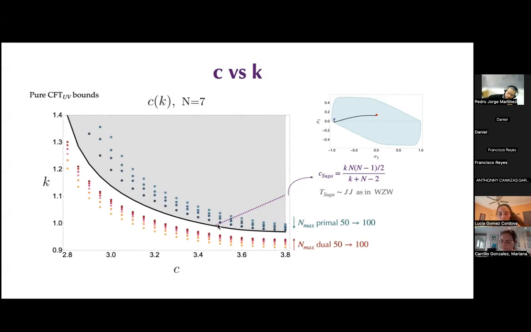And something that might be familiar to some of you is K as the level of some affine algebra. So when you do have this affine algebra, you can write the stress tensor in terms of the ON currents with this Sugawara construction, as you do for Wess-Zumino-Witten theories. And this gives you a relation between C and K, where you have some parameters of the group. Here is just some function of n. And this lies here inside in this purple line.